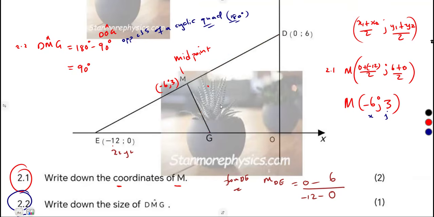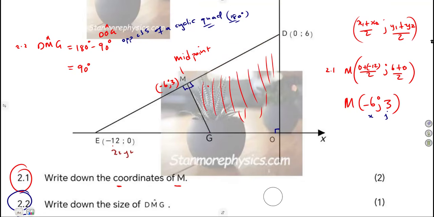So what can we actually do, guys, to find this area? Remember, this is 90 degrees, and this is also 90 degrees from what we had before. So we can use a lot of concepts, actually. So many ways that you can play around.